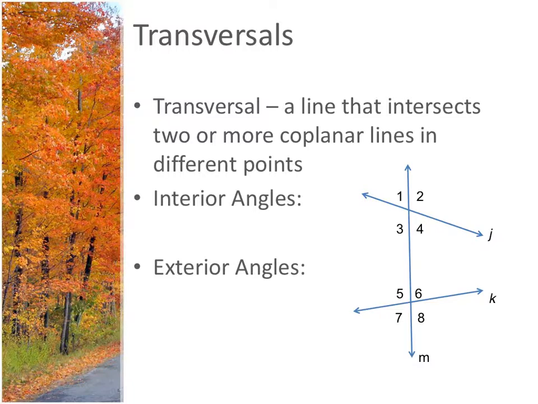Next we're going to talk about a transversal. And a transversal is a line that intersects two or more coplanar lines in different points. So the line that's going straight up and down, line M, in this picture is my transversal line. So this is the transversal. So it's a line that intersects two or more coplanar lines. And it's intersecting at different points.